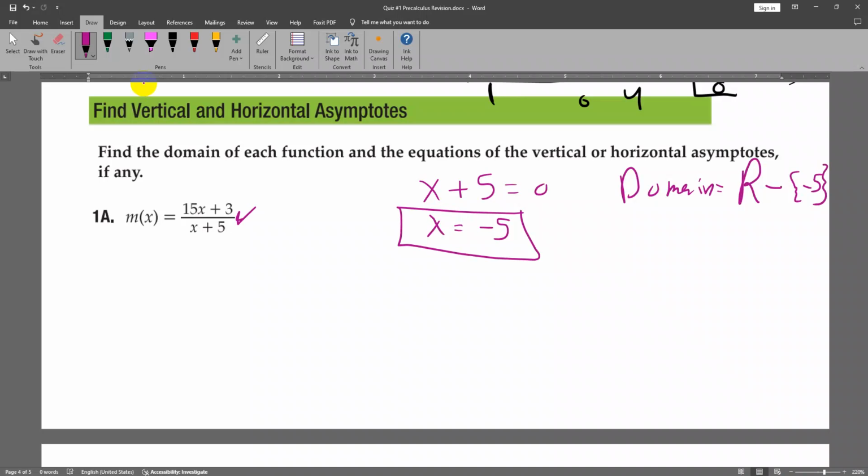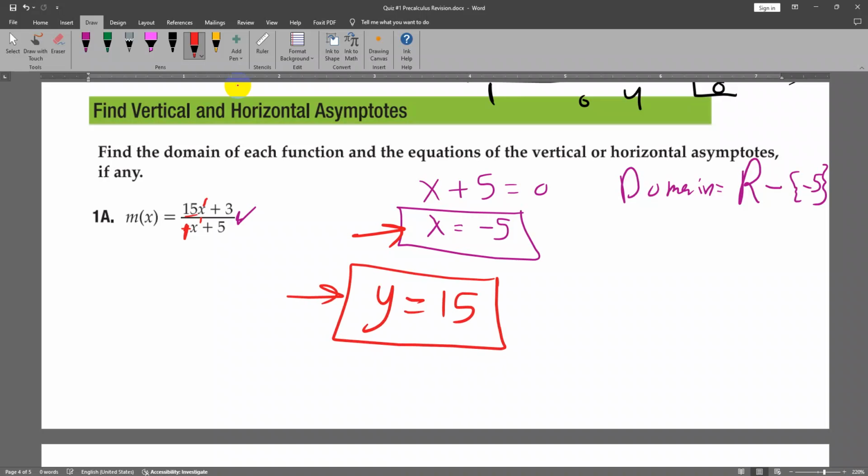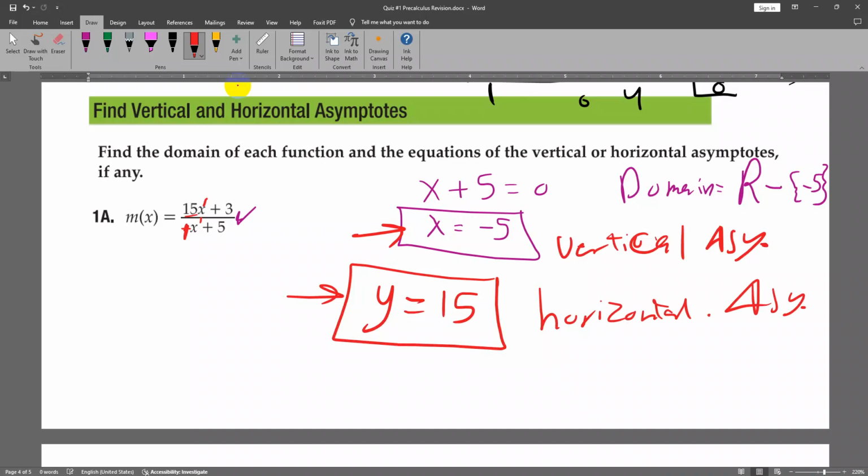Okay, about the asymptotes and the equation of asymptote, we have a vertical asymptote, which is x is equal to negative 5. This is the equation of the vertical asymptote, okay? It is the zero of the denominator. And we have a horizontal asymptote because we have equal degrees here. The horizontal asymptote will be 15 divided by 1, which is equal to 15. So y is equal to 15 is the horizontal asymptote. So this one is the vertical asymptote, and this one is the horizontal asymptote. Okay, and we're done.